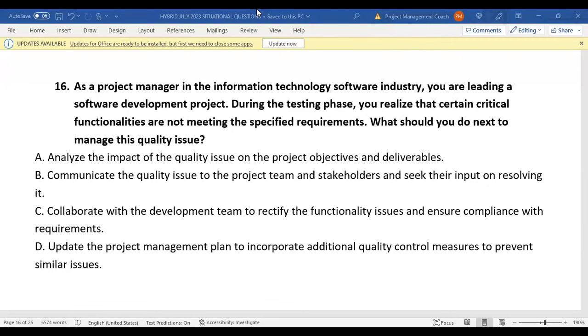All right, let's take a look at this, my friends, and use again the process of elimination. Using the process of elimination, A, analyze the impact of the quality issue on the project objectives and deliverables.